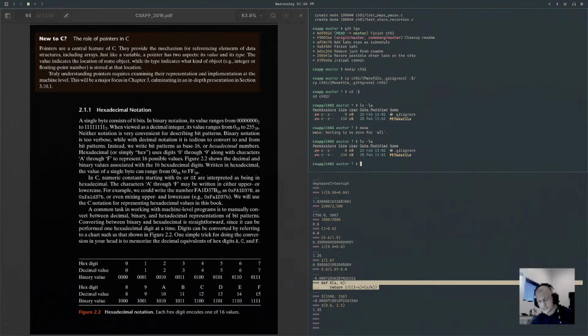A common task in working with machine-level programs is to manually convert between decimal, binary, and hexadecimal representations of bit patterns. Converting between binary and hexadecimal is straightforward, since it can be performed one hexadecimal digit at a time. Digits can be converted by referring to a chart such as that shown in Figure 2.2. One simple trick for doing the conversion in your head is to memorize the decimal equivalents of hex digits A, C, and F. The hex values B, D, and E can then be translated to decimal by computing their values relative to the first three.